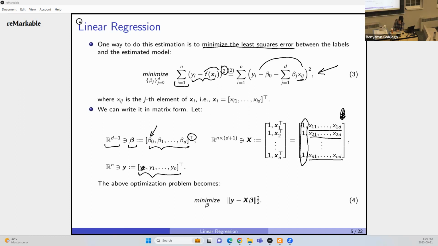Then also let's put all of the labels, sorry, it should be y1, I apologize, y1 to yn next to each other in a vector. It will be n dimensional, right? Do you agree that equation 3 can be written as equation 4?